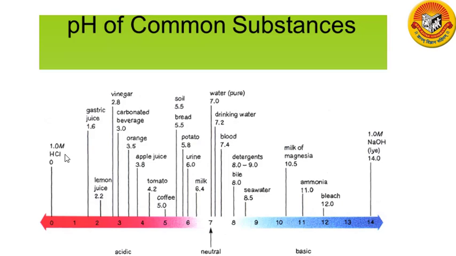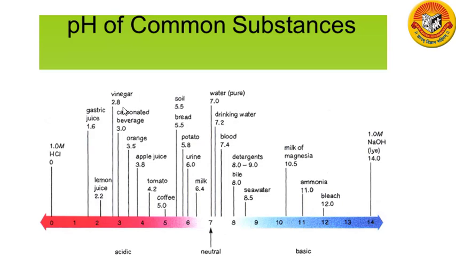The molarity indicates the concentration. So concentrated HCl, 1 molar, means it is highly concentrated HCl. Its pH value is 0, indicating that it is a very strong acid. Gastric juice has pH about 1.6. Lemon juice has pH about 2.2. Vinegar has pH value 2.8.